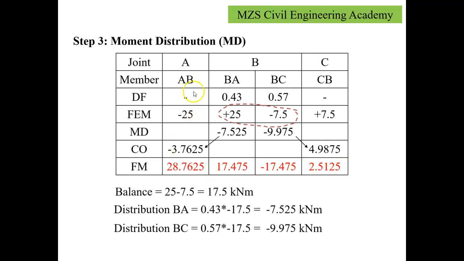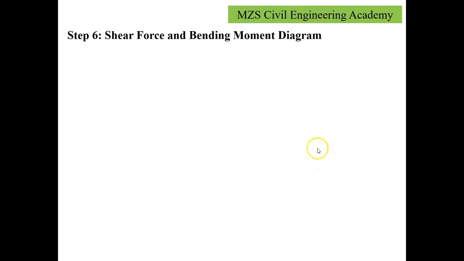Here I will add all the moments within the column AB, column BA, column BC, and column CB, which will be the final moments generated due to span loading at the particular ends. So we got MAB as 2.87625, MBA 17.475, MBC minus 17.475, and MCB as 2.5125. Once we know the moments, the next task is to find the shear force and bending moment distribution.